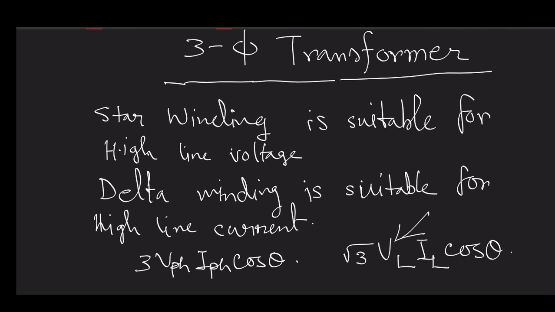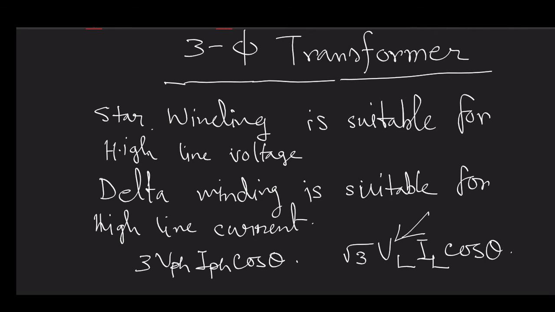VL and IL. And the same confusion will arise if you have a delta winding that is enclosed inside a closed chamber and you have no access to the winding, then you will not be able to find out I phase directly. Rather, you can find out IL, and then using this root 3 VL IL cos theta, we can find it out.